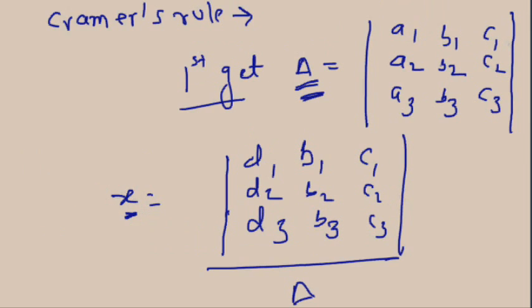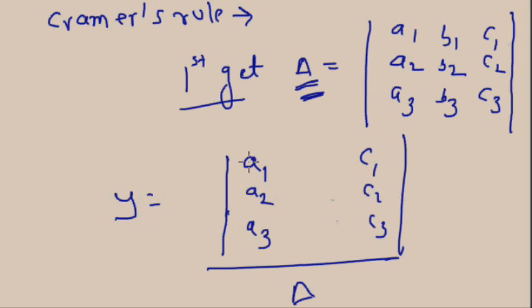So the value of y, how can you calculate the value of y? You just put y here. Y is equal to, keep it the same, your delta, and just replace b1, b2, b3. So the value of y is the determinant of a1, a2, a3, here it should be b1, b2, b3. I have replaced it with the constant d1, d2, d3, divided by delta. So the difference between delta and this determinant is only this column. The remaining two columns are the same. So you will get the value.